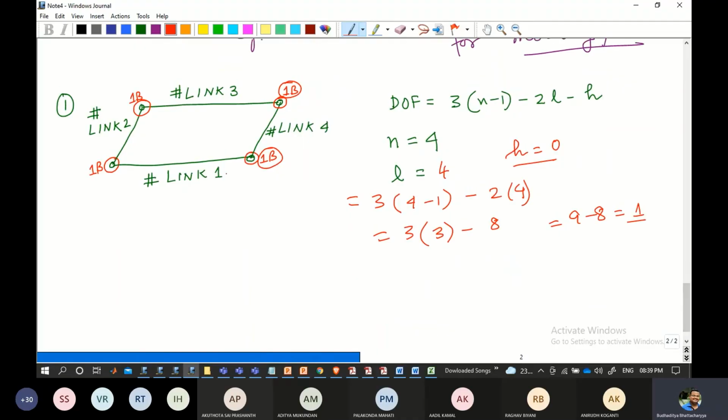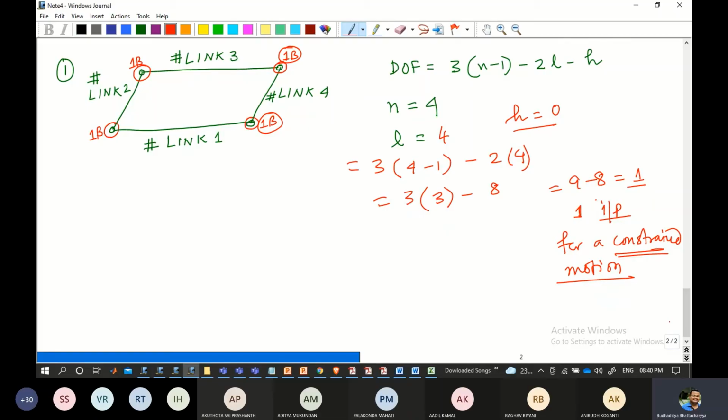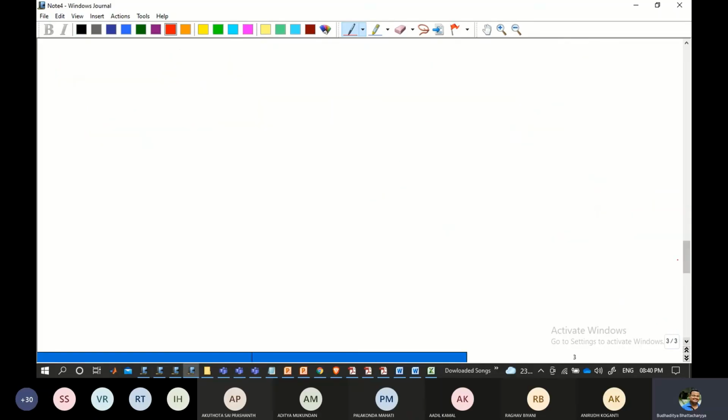So basically, if this is your question, the final question is to conclude on your finding. The conclusion over here is that the mechanism would require one input, because its DOF is 1, it will require one input for a constrained motion. This word constraint is very, very important. Don't miss out. This is a very simple example that indicates how the Kutzbach criterion can be used for a mechanism. Now with this idea, let us try to get a little bit more on it.